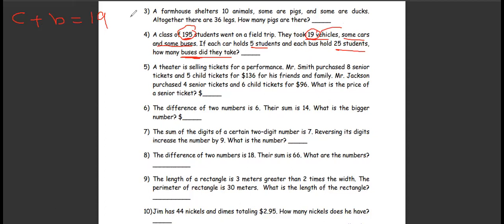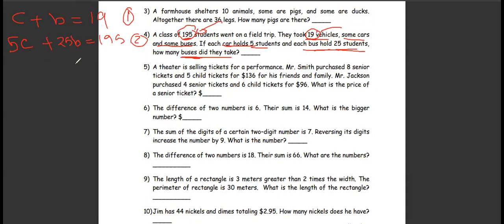So the first equation is the number of cars plus the number of buses is going to be 19 vehicles. If each car holds 5 students, so 5 students times the number of cars, plus each bus holds 25 students, so 25 times the number of buses, is going to be equal to 195 students. And this is our second equation.